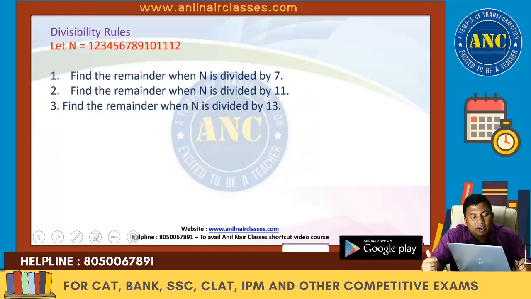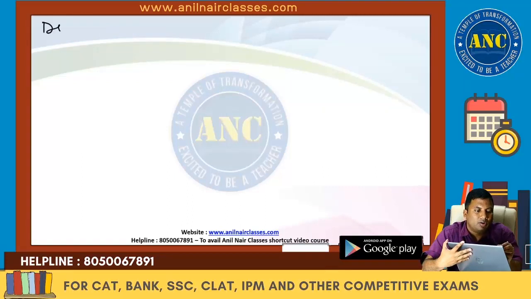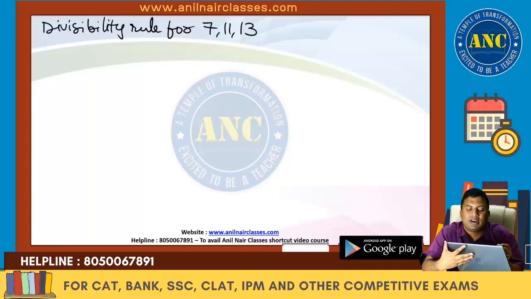Find the remainder when n is divided by 7, 11, 13. Now see here. Divisibility rules for an extremely important slide. 7, 11, 13. What are the combinations that will come from 7, 11, 13?